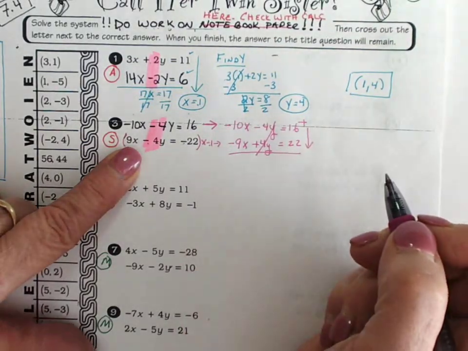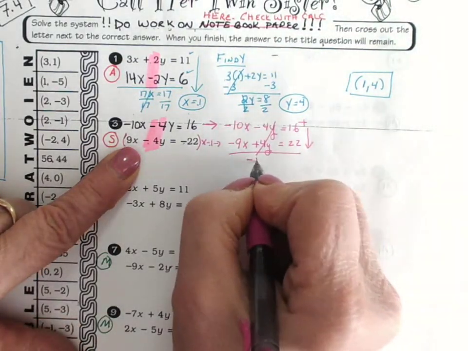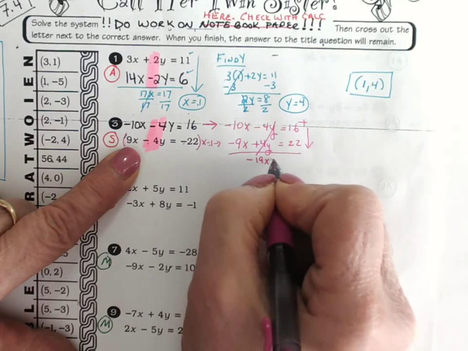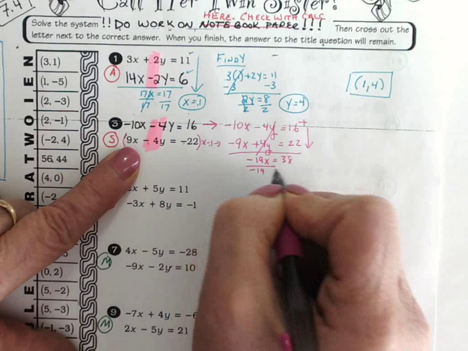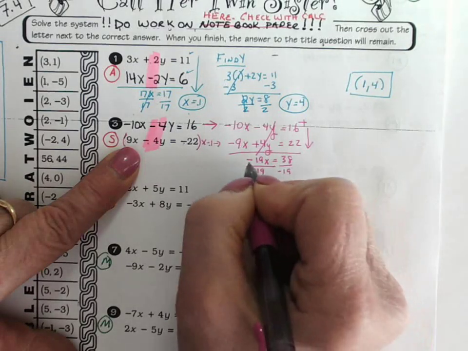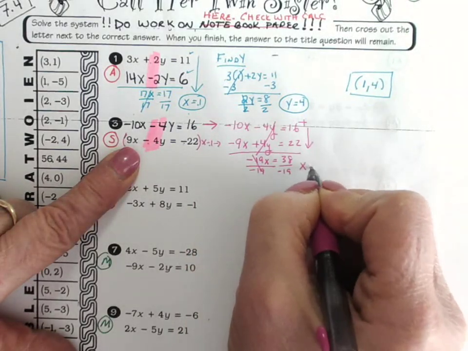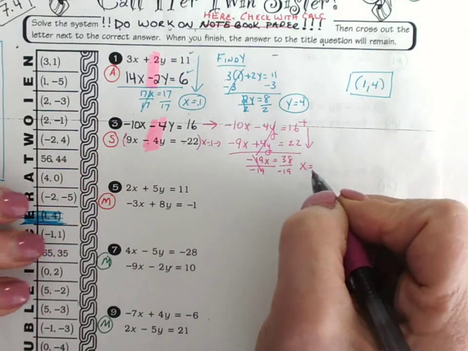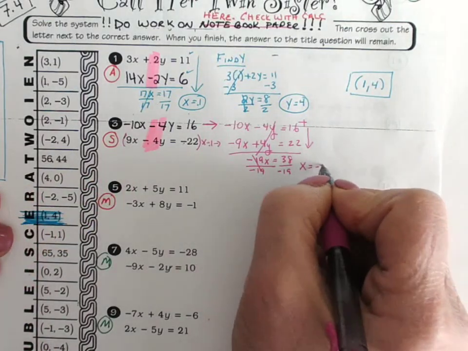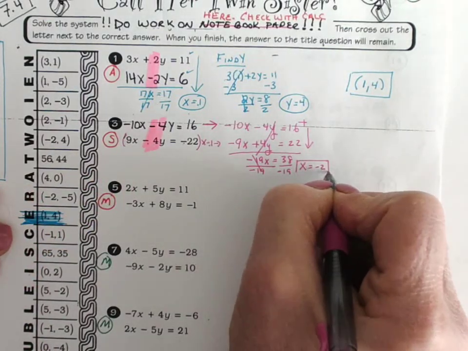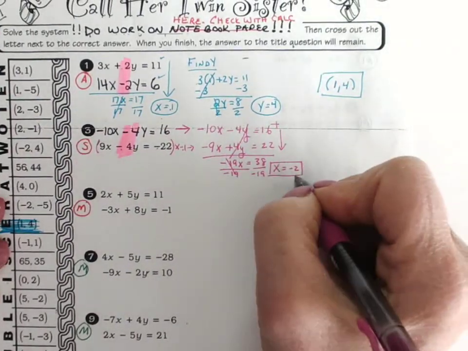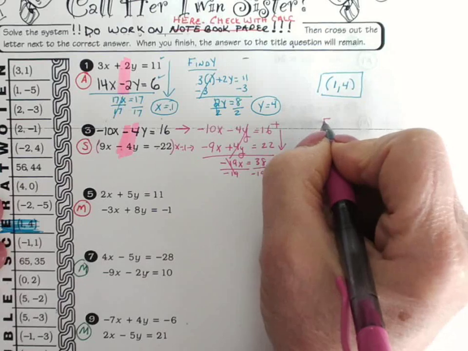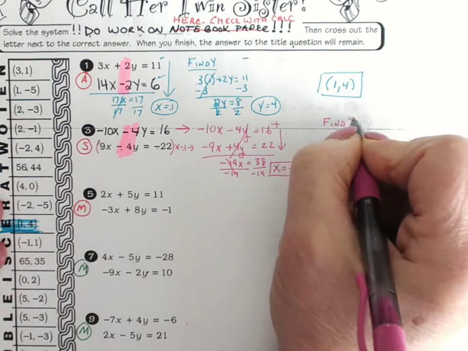The y's cancel out. We get negative 19x equals 38. Divide by negative 19. x equals negative 2. So now we have x. We want to find y.